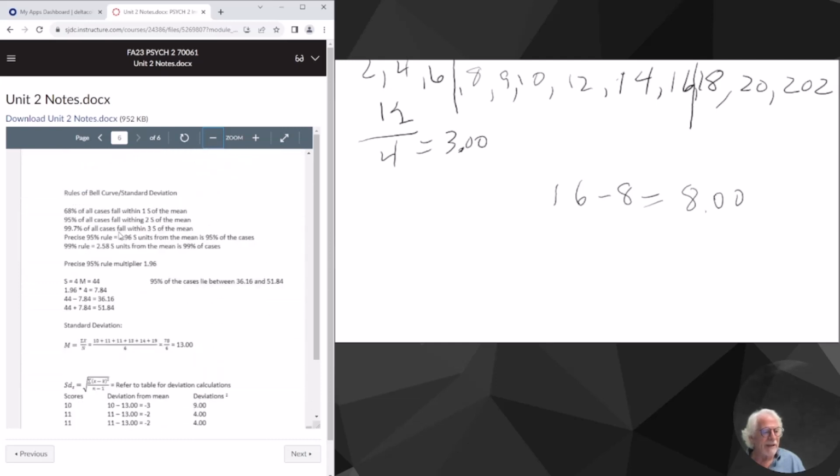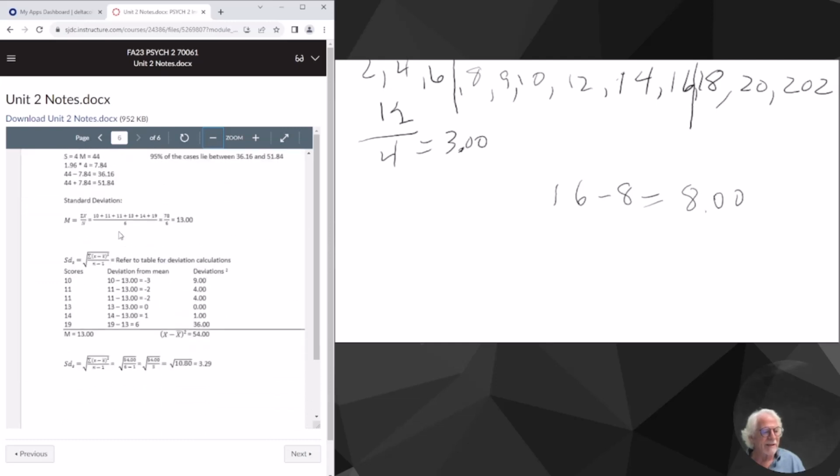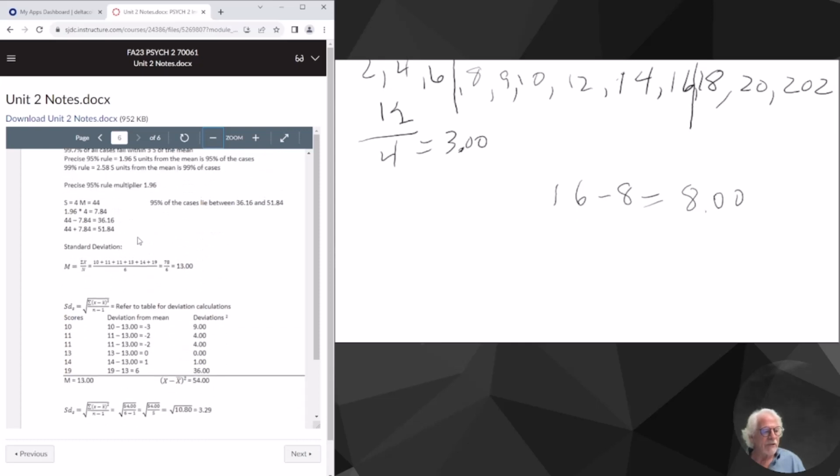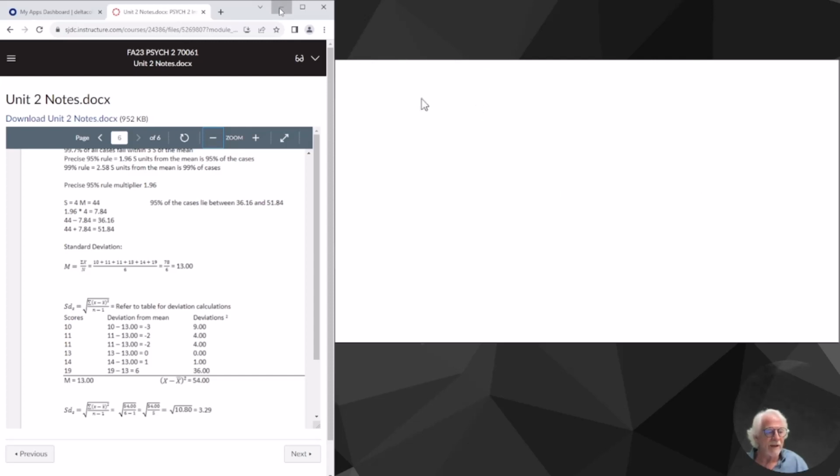Let's see. So I have some computations here. We're going to worry about that later. But we're going to compute a standard deviation. So let me see. Now I'm going to get rid of this and bring back up my whiteboard, and I'm going to write this out for you, and hopefully while I'm writing and talking, it will help you.